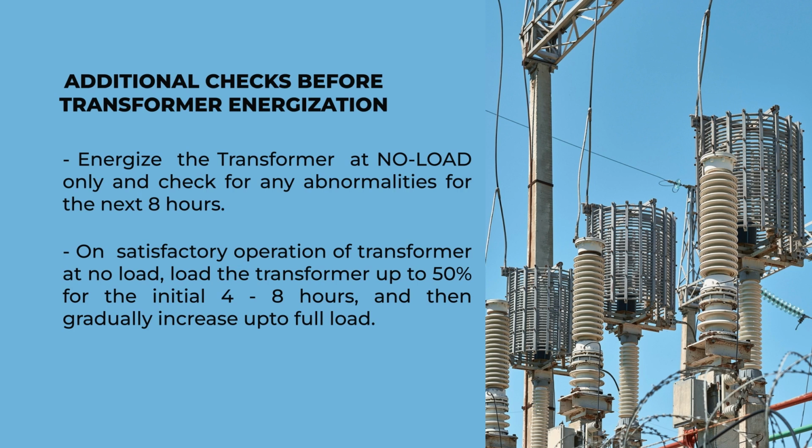Once you are convinced that all the air has been released from the transformer main tank body, the conservator, the Buchholz relay, and wherever there is a possibility of air getting trapped, that trapped air is removed, you energize the transformer at no load and check for any abnormalities for the next 8 hours. On satisfactory operation of transformers at no load, load the transformer up to 50% for the initial 4 to 8 hours and then gradually increase your load up to the rated load.